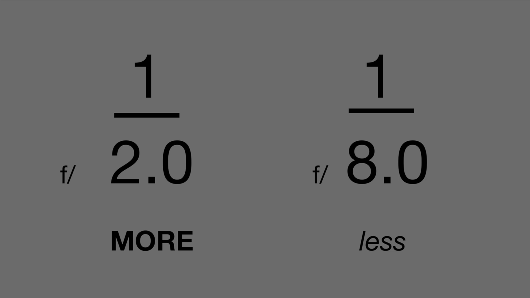The f2, you can see it's 1 out of 2, and then f8, it's 1 out of 8. So 1 out of 2 is more than 1 out of 8. And that means that you are reducing the light 4 times if you're changing your aperture from f2.0 to 8.0.